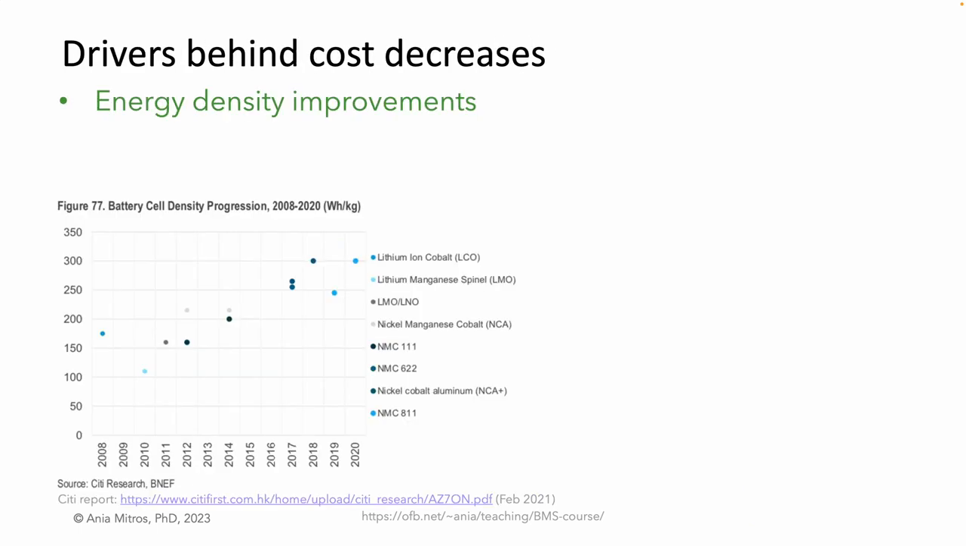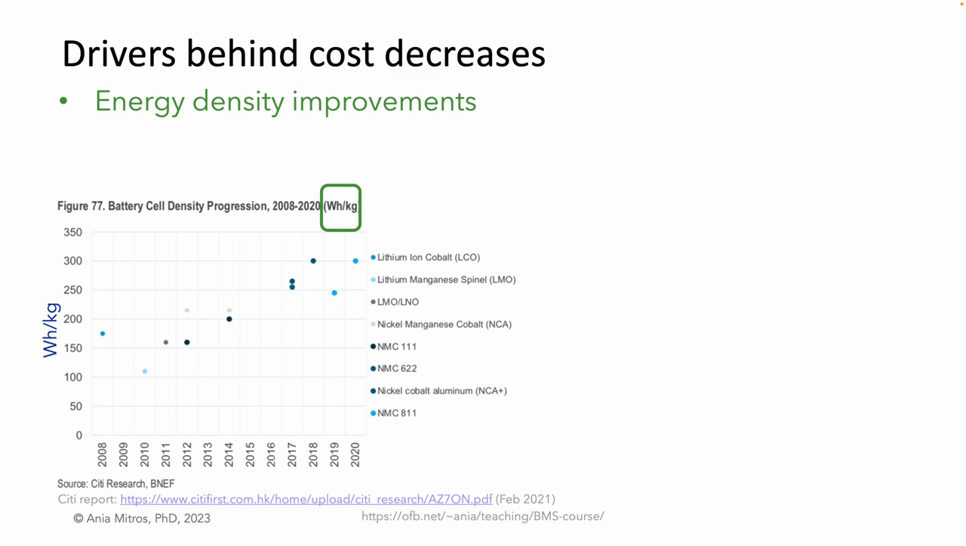Several things are driving these price decreases. Among them, energy density in watt-hours per kilogram has been improving over time, with engineering optimizations to cell chemistry. Cell materials engineering is an active and exciting field. You can see how many different cell chemistries are mentioned in this legend, and even that is a simplification.